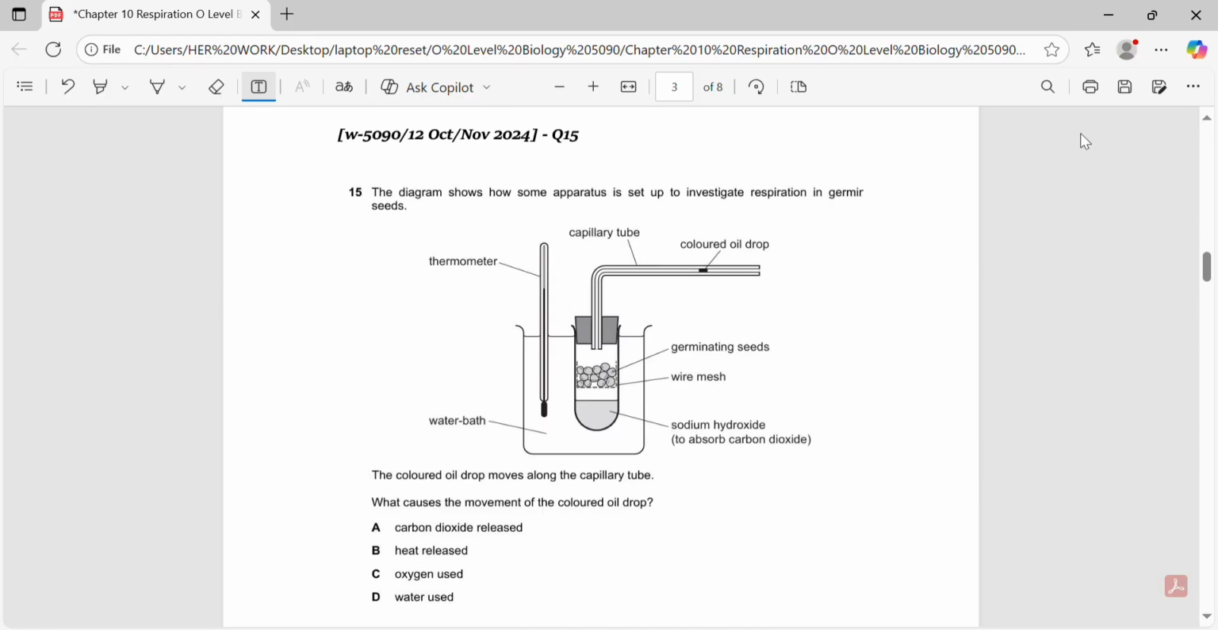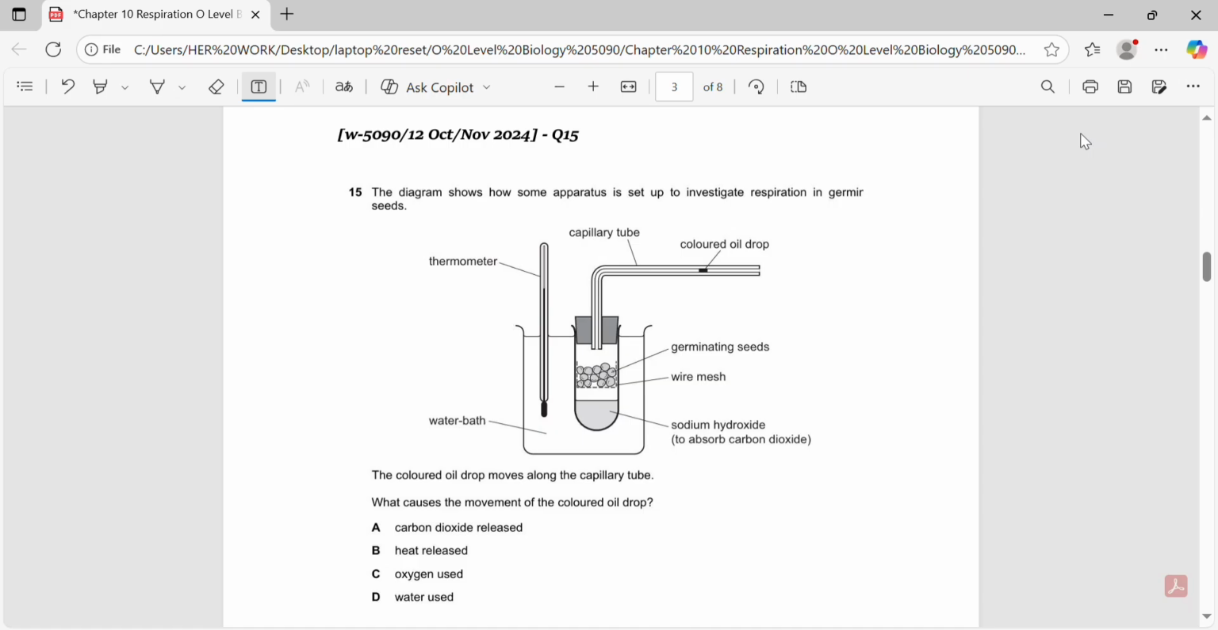Again we are back to the MCQs part. Now, the question asks, what causes the movement of the colored oil drop? And the diagram shows an apparatus used to investigate respiration in germinating seeds. Inside the test tube, the seeds are respiring, and sodium hydroxide is present to absorb carbon dioxide. The capillary tube contains a colored oil drop that moves as the gas volume inside the system changes.